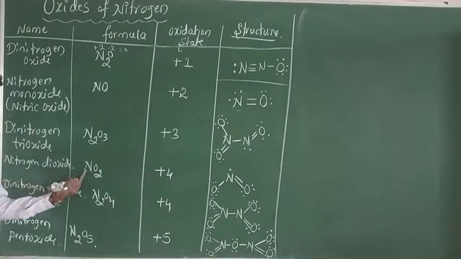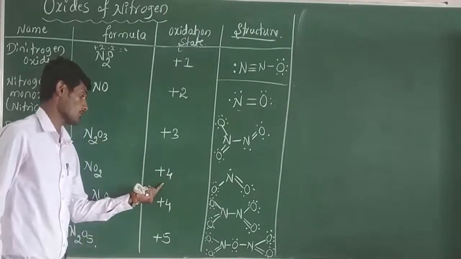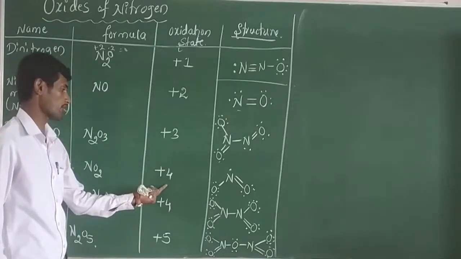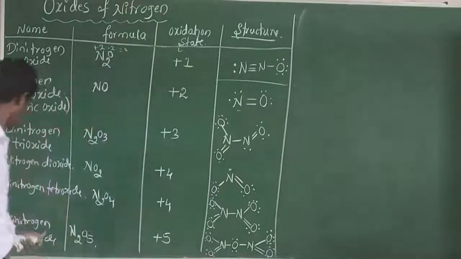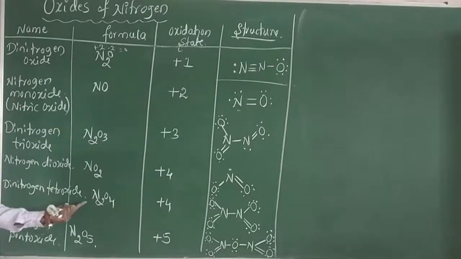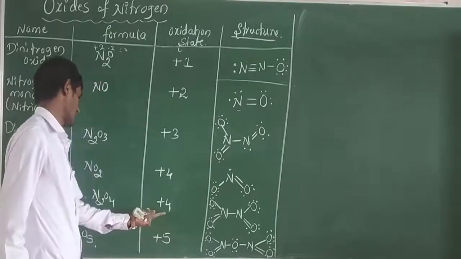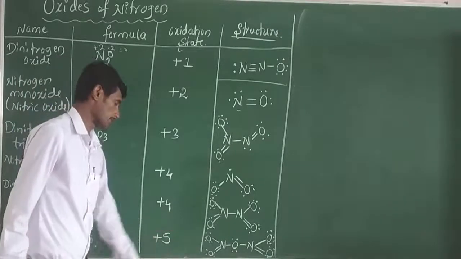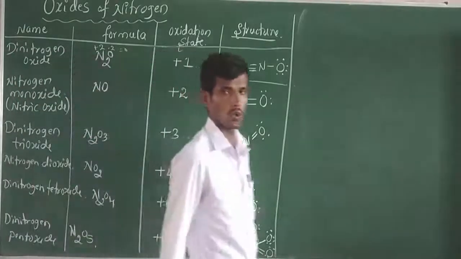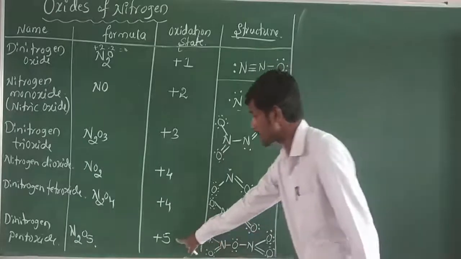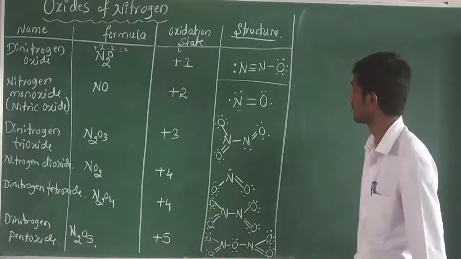Nitrogen dioxide, its formula is NO2 and the oxidation state of nitrogen in nitrogen dioxide is +4. And here the structure is written. Dinitrogen tetroxide, formula is N2O4 and the oxidation state of nitrogen in N2O4 is +4. Dinitrogen pentoxide, N2O5. Yes, oxidation state is +5 and the structure is written here.